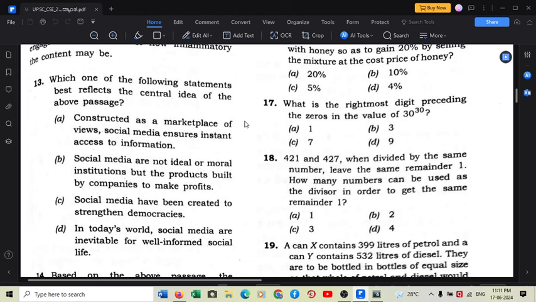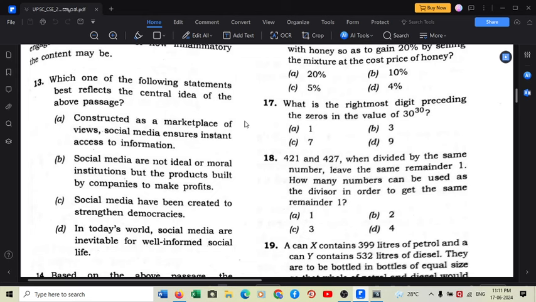The passage is talking about more money pumped in marketing in social media, Facebook, Instagram, YouTube, the more the space that particular entity gets. So let us look at statement B. Social media are not ideal or moral institutions, but the products built by companies to make profits. Yes, okay. So this seems correct, but again, I don't think it is the central idea.